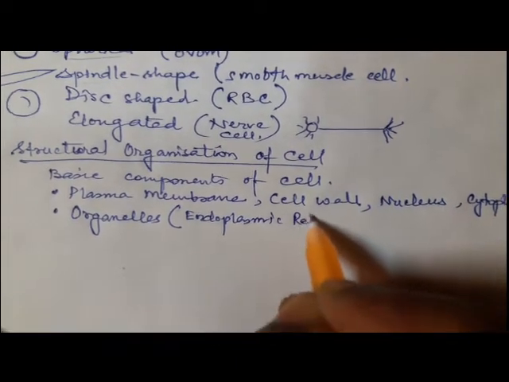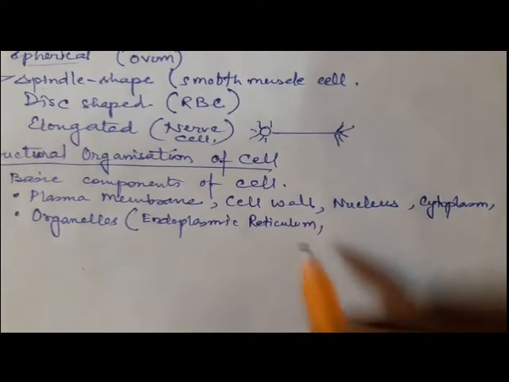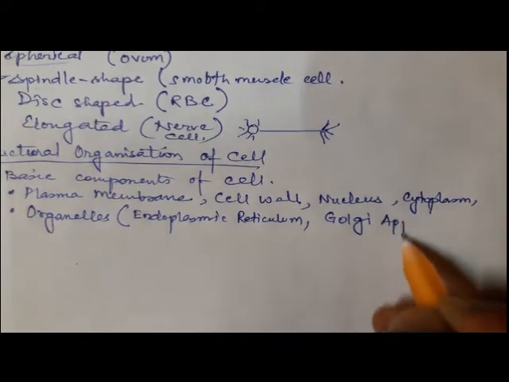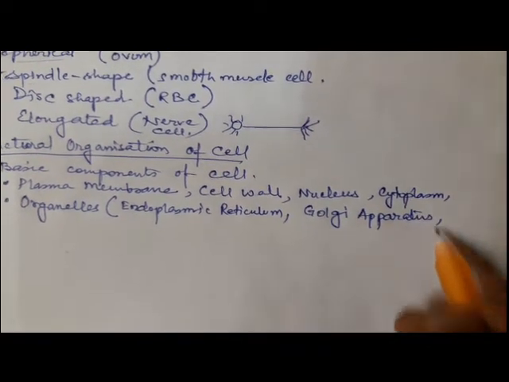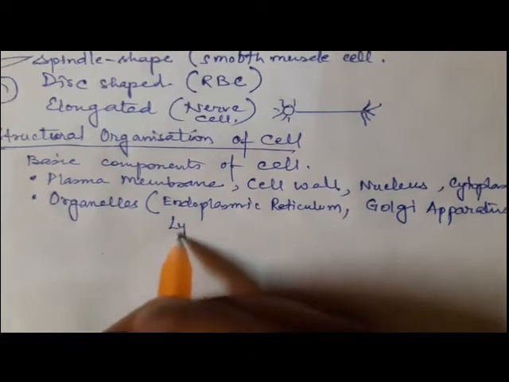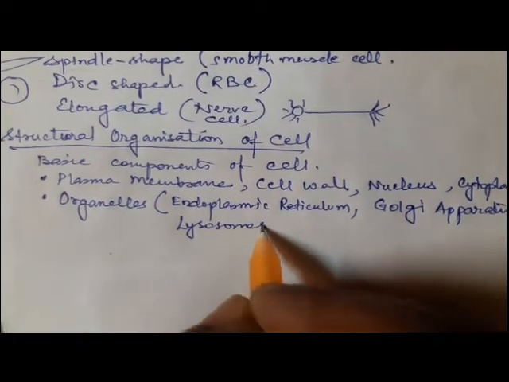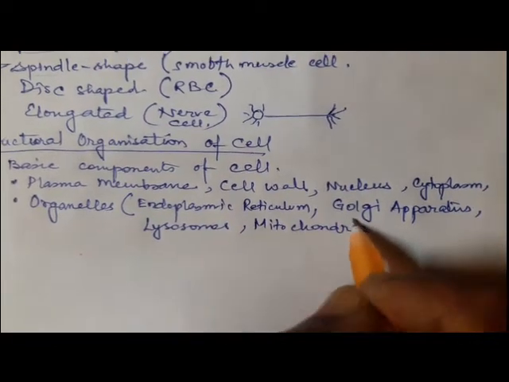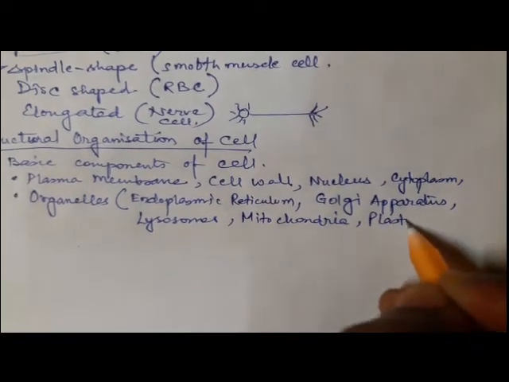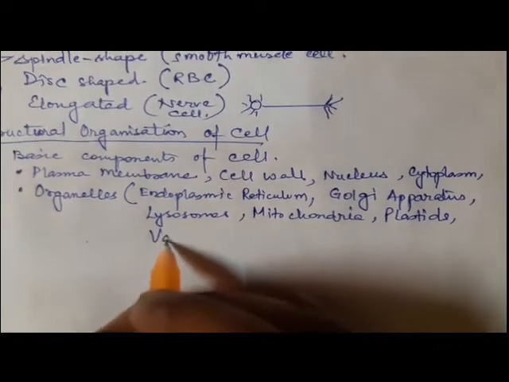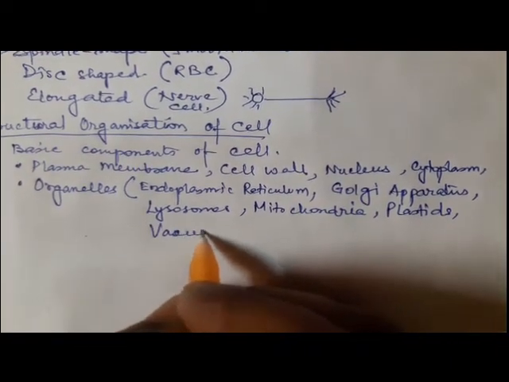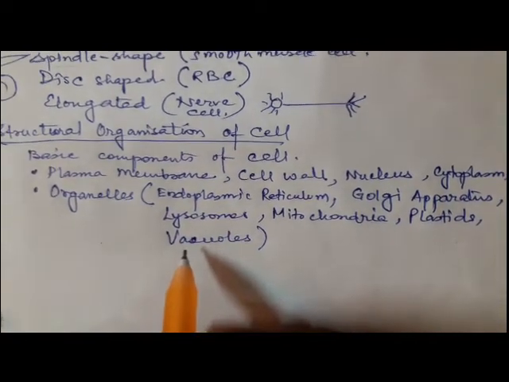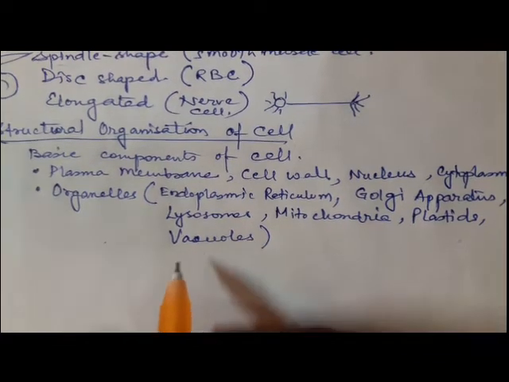endoplasmic reticulum. We'll study about Golgi apparatus. We'll study about lysosome, mitochondria. We will also study about plastids, then vacuoles. We will actually go according to the sequence how it is given in NCERT book, right.